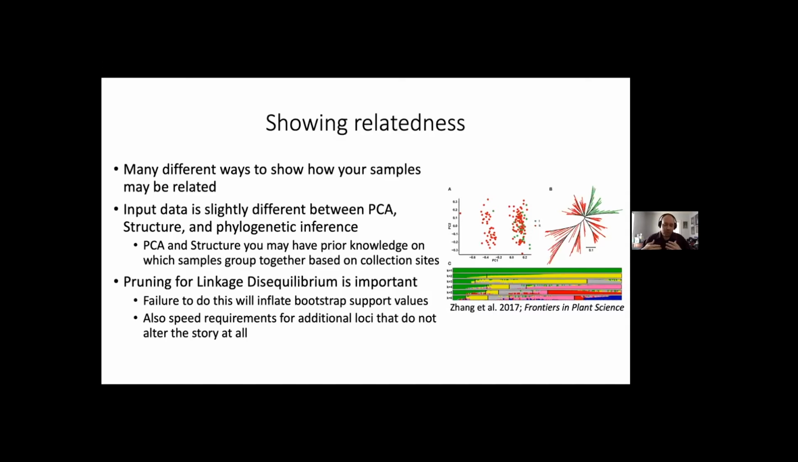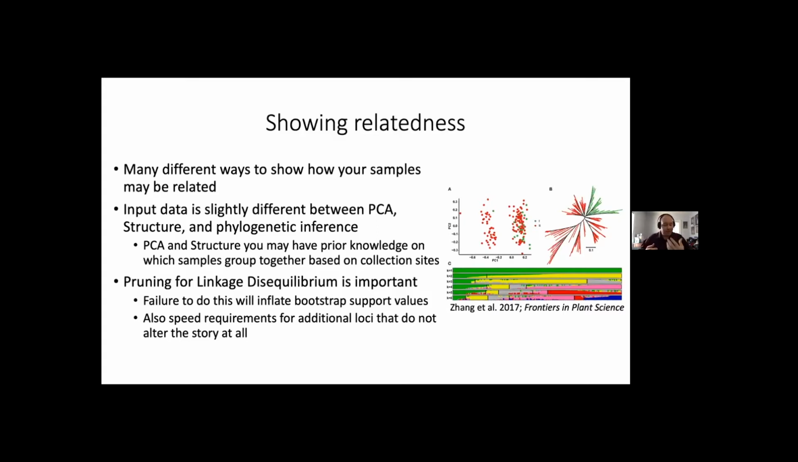One thing I haven't mentioned that we talked about in the first webinar is pruning, in this case, especially for linkage disequilibrium. And that's important especially for the phylogeny aspect. You want to remove SNPs that tell the exact same story and are always inherited together. If you leave all those SNPs in there, especially for phylogenetic inference, it can inflate your bootstrap values to above what you should normally see.